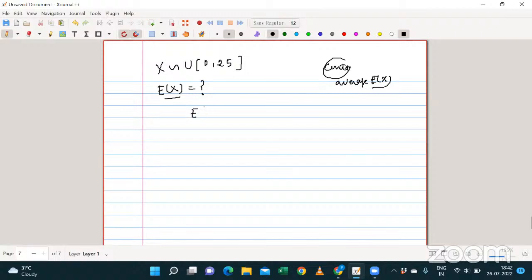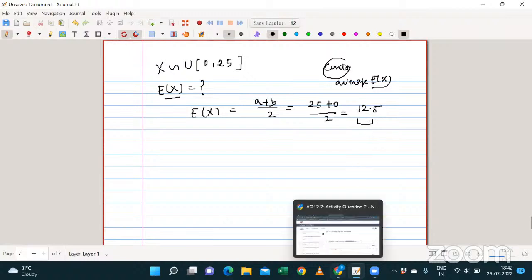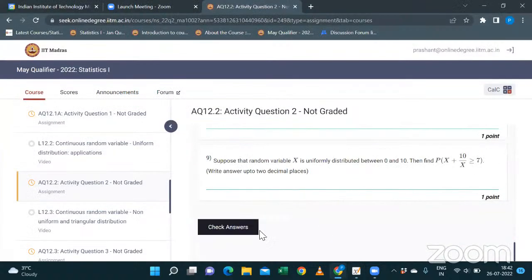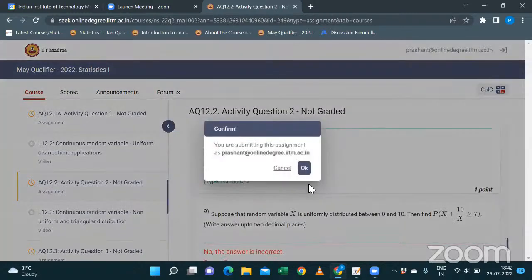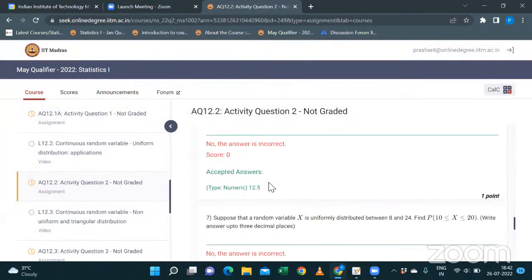So for the uniform distribution, what is the expectation? A plus b by 2, if I'm not wrong. Yes, a plus b by 2. That means 0 plus 25 by 2, which means 12.5. So on an average, the person must wait 12.5 minutes. I think the correct answer is this one. Yes sir, 12.5 is correct.